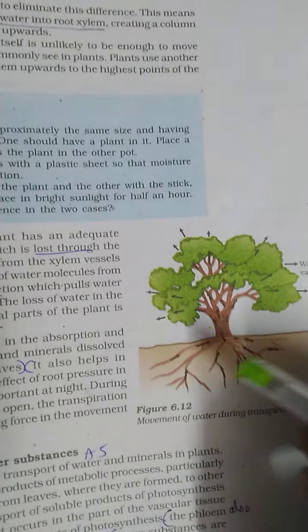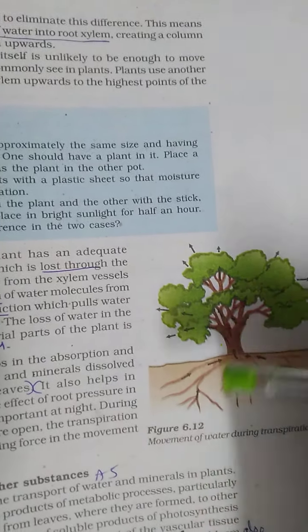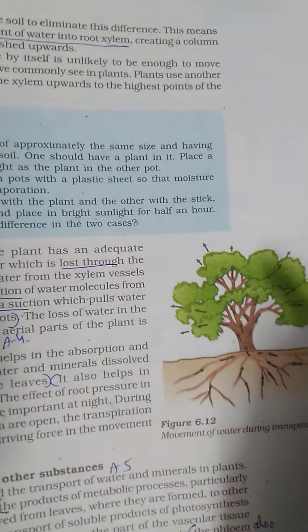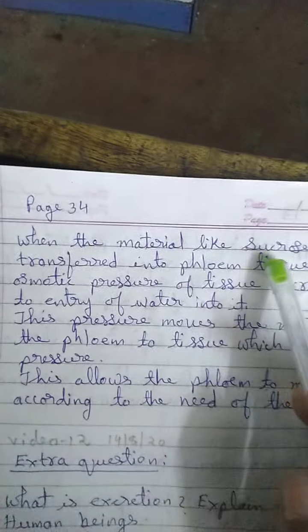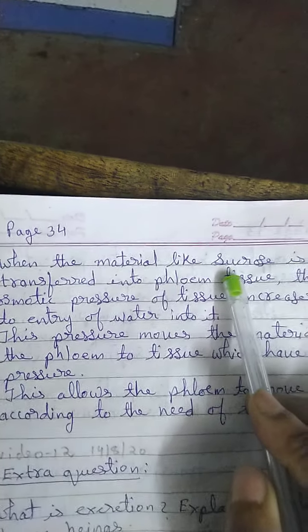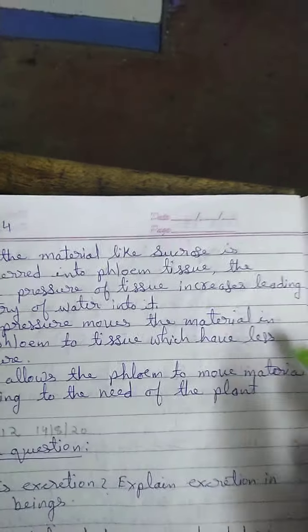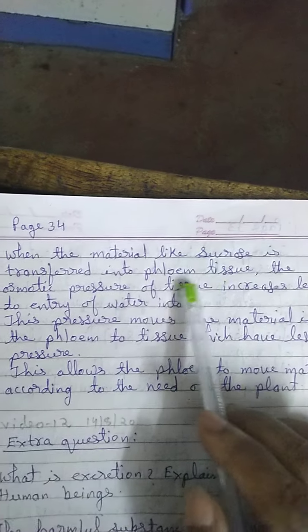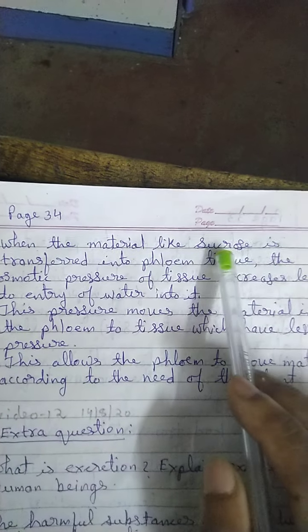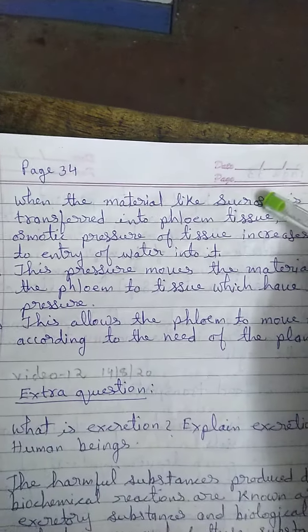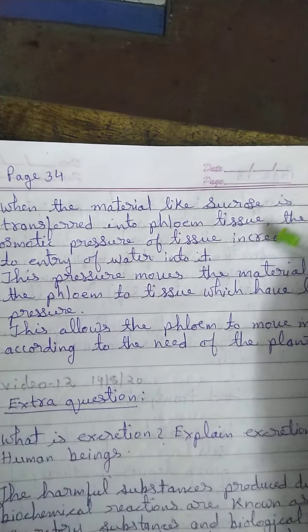Now the energy which is required for the movement towards the upward portion is given by ATP, that is known as active transport. And when the material like sucrose is moved, how does it go on? First of all, the sucrose is prepared inside the leaves, and from the leaves it is transferred into the phloem of the stem.